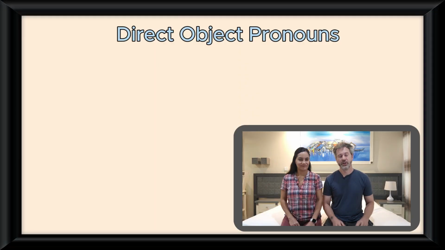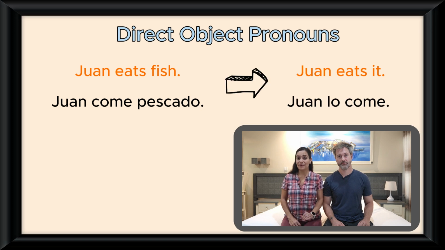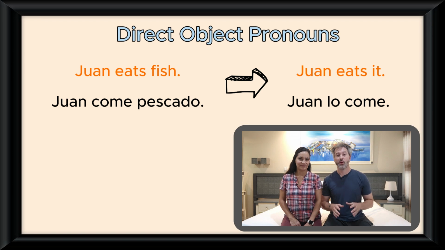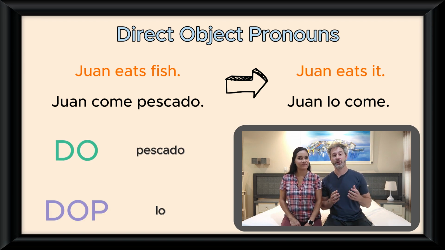Now, when using direct object pronouns, the difficult thing for English speakers is that we need to put them before the conjugated verb instead of afterwards. So how would we change Juan eats fish to Juan eats it? Juan come pescado, Juan lo come. So we replace the direct object pescado with the direct object pronoun lo because it's masculine and singular, and then we place the lo in front of the conjugated verb.